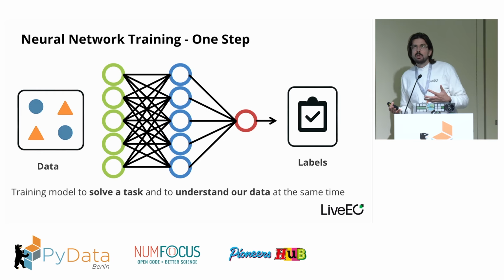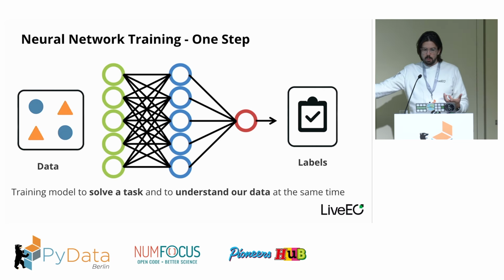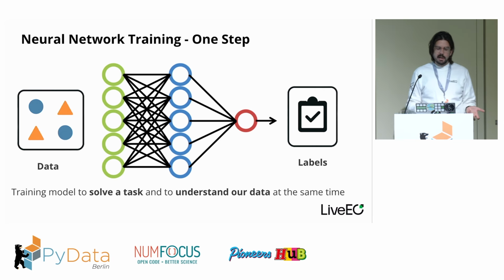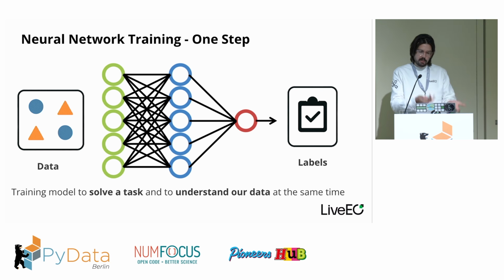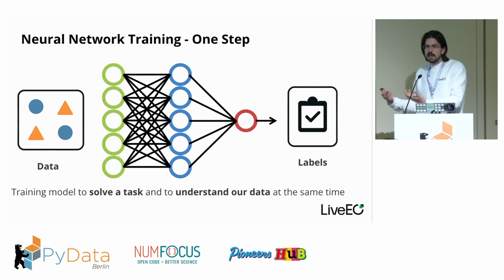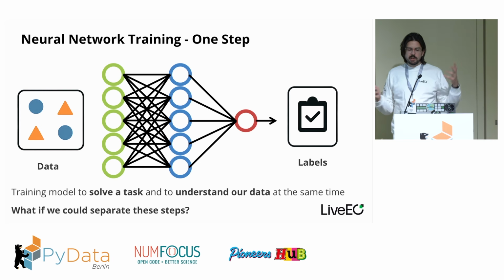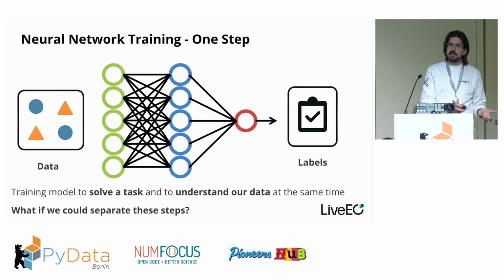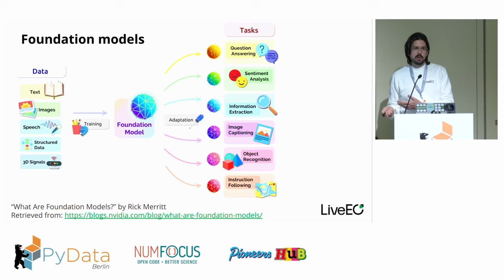So taking a step back, when you train a neural network, you usually give your neural network some data and you give it some labels and you say, hey, given this data, please predict these labels for me. And this is how it solves this task. And effectively what you're doing, and the way I like to think about it, is you're training a model to solve your task and to understand your data at the same time, in the most naive fashion. So what if we could separate these steps? What if we could make our model first understand the data and then train it to solve a task? And this is effectively where foundation models come in.